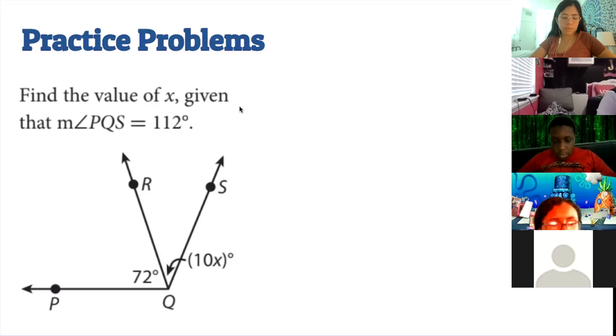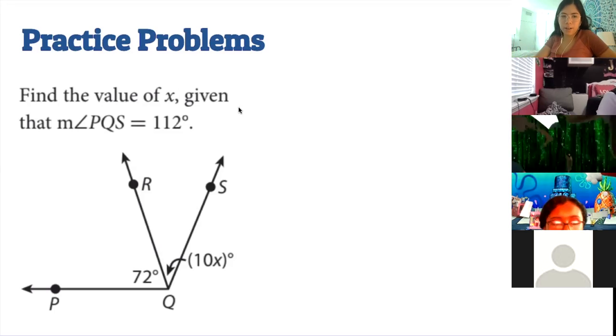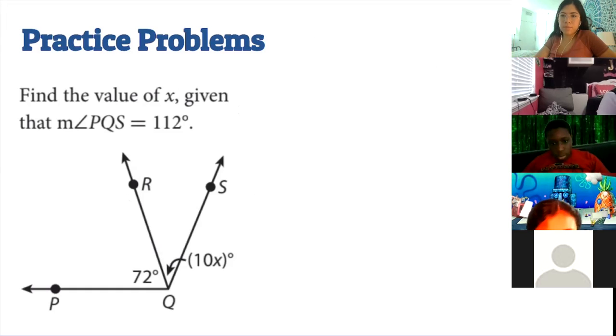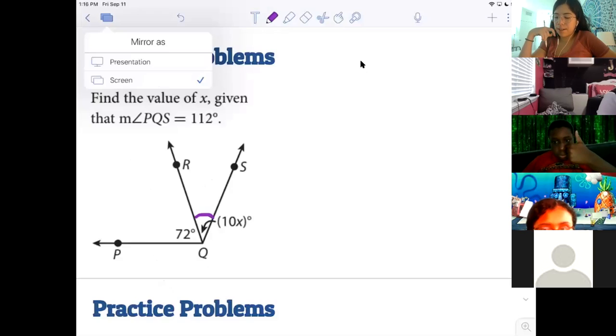Ms. Lopez, what is that arrow pointing at? The 72 degrees, the Q, or the angle? The angle. So this is corresponding to this angle right here. Okay. All right, finish up writing, and we'll go over it in just a second.